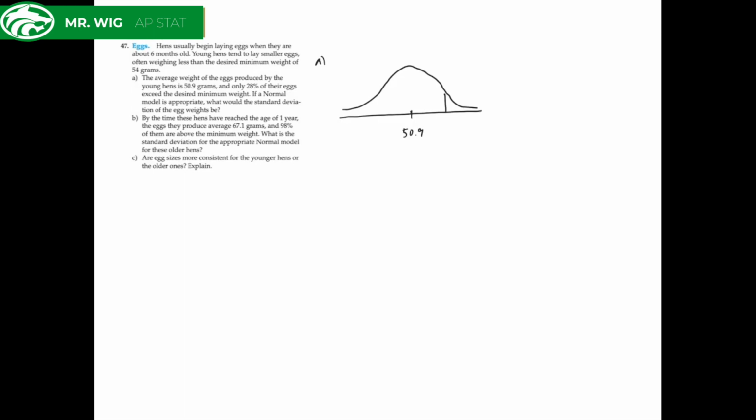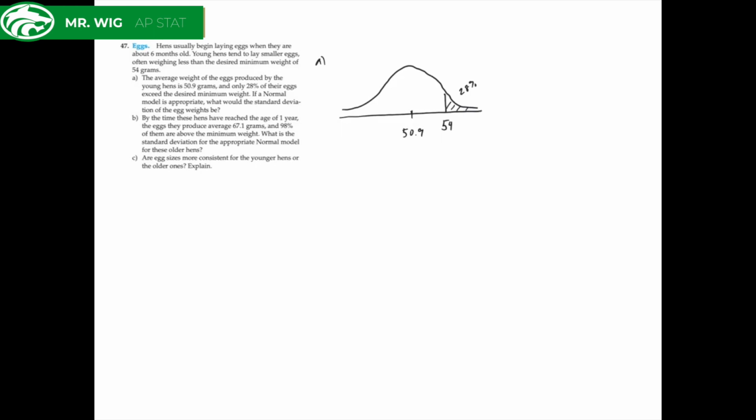To start off, we have a normal distribution for the younger hens. We know that their average is 50.9, and that only 28% of their eggs are an acceptable weight. The problem tells us the desired minimum weight is 54 grams. So this value here is 54, and above 54 is 28%. What I'd like to do is figure out what the standard deviation would be for this situation.